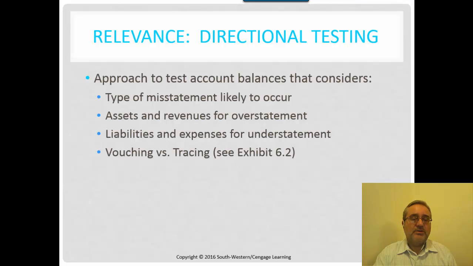So what we're trying to think about is what the organization may be doing if in fact they wanted to manage their earnings or to manipulate the financial statements. Certainly they would be interested in overstating assets and revenue and understating liabilities and expenses. So this is where the focus is going to be based upon our testing.